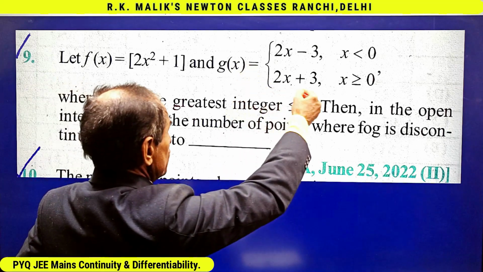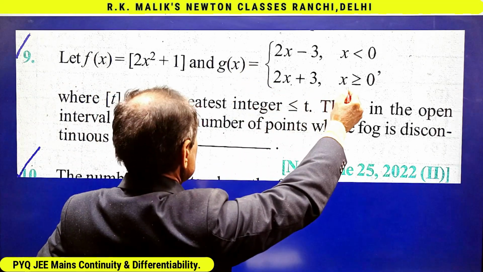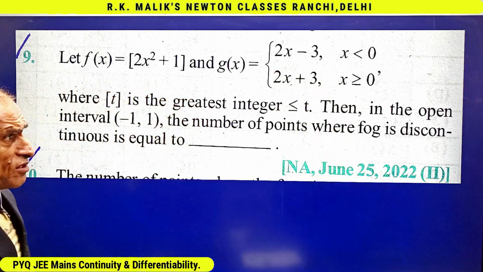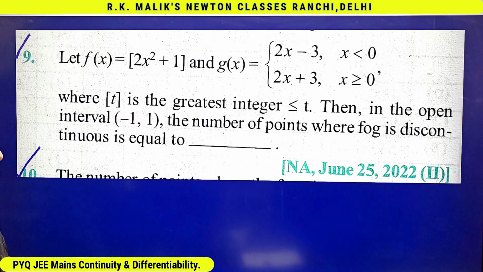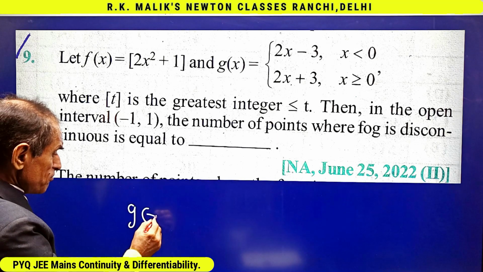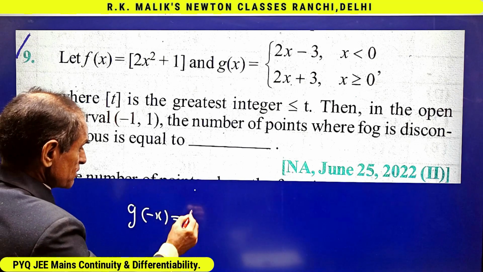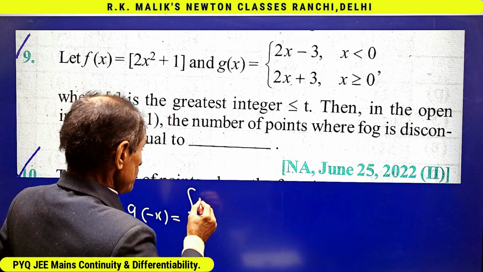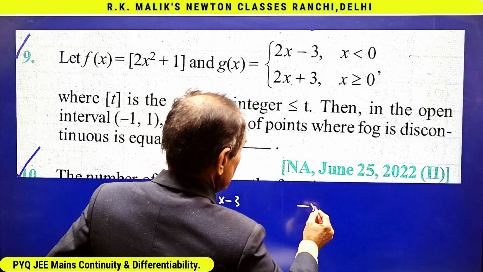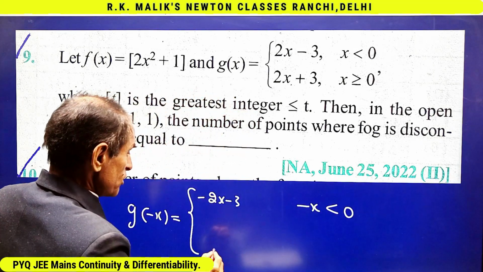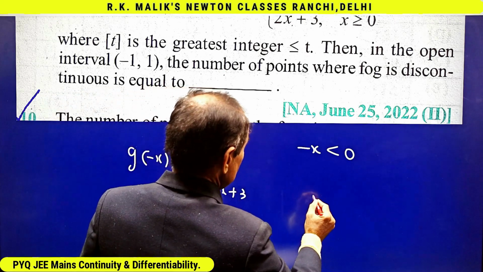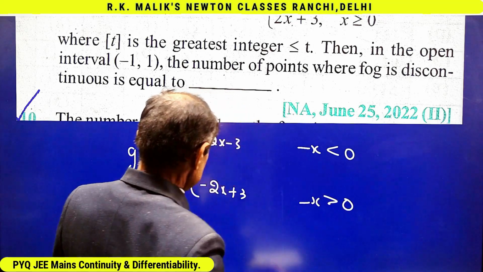If you see this function carefully, it is clear that ignoring x equal to 0, it is an odd function. For x equal to 0, we can discuss separately, because g(-x) will be -2x-3 if -x is less than 0, and -2x+3 if -x is greater than 0.